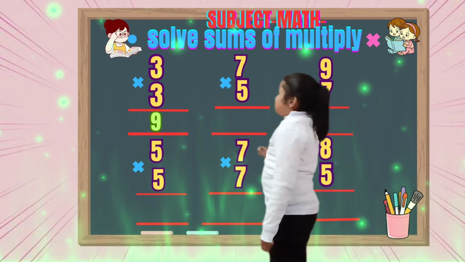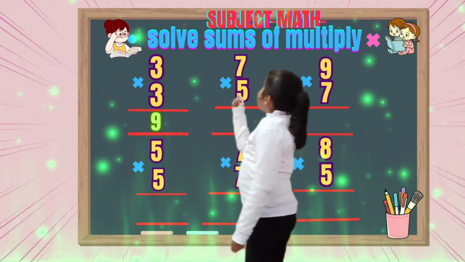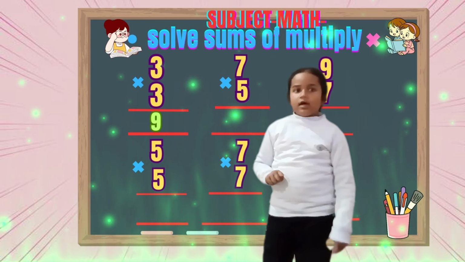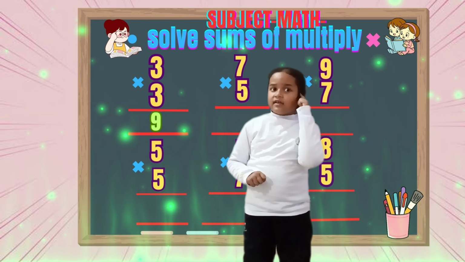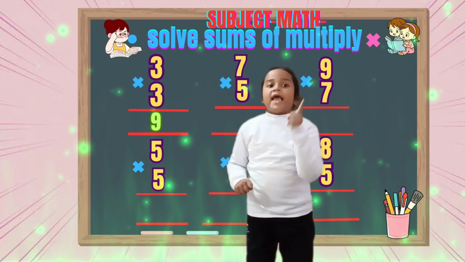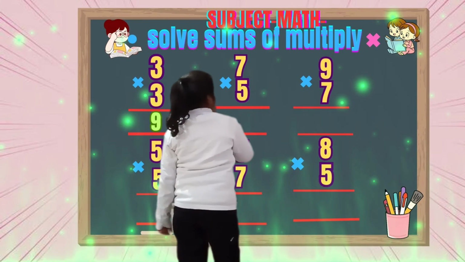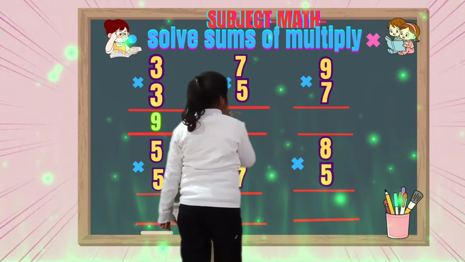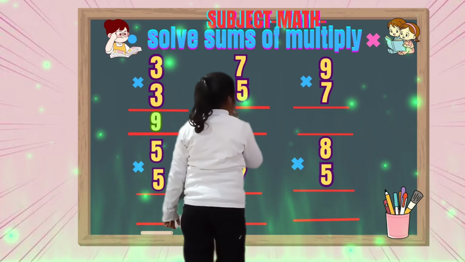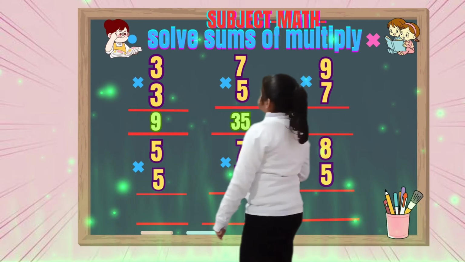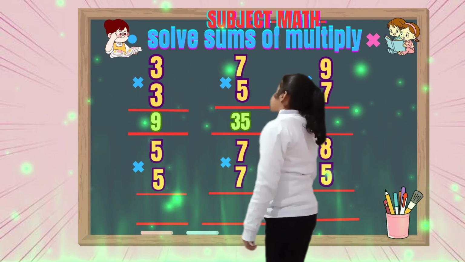Then, kids, 5 7 ja. Guess. Yes, my smart kids. 35. Okay, kids. Okay, and write 35. This is done.